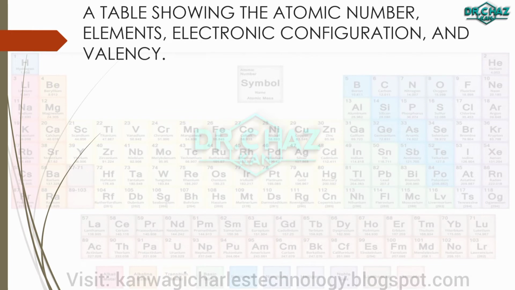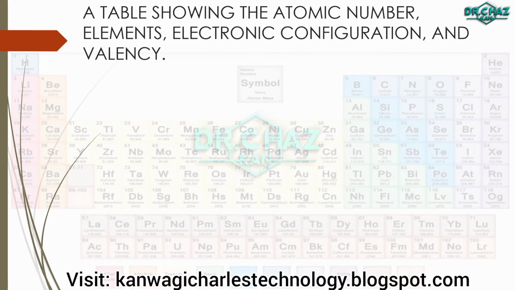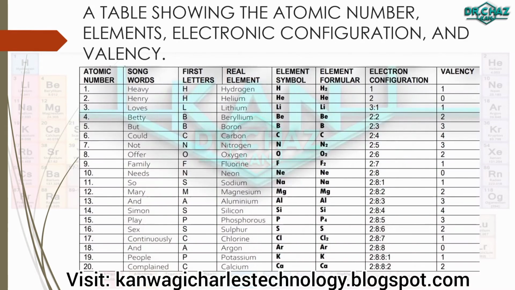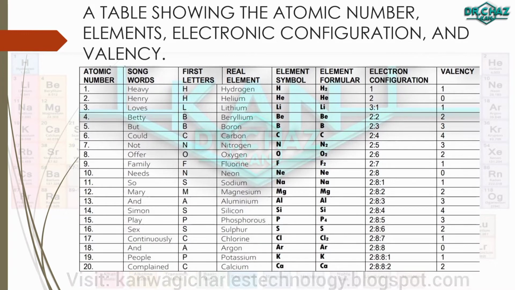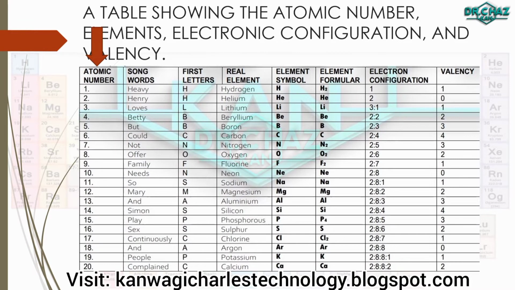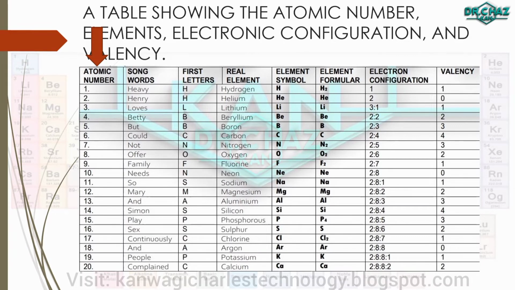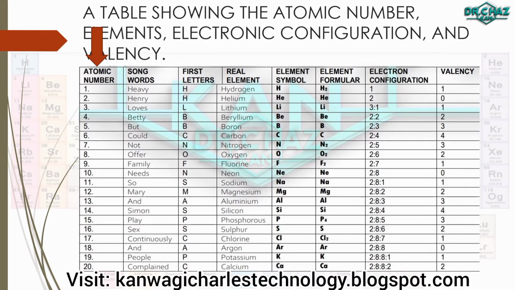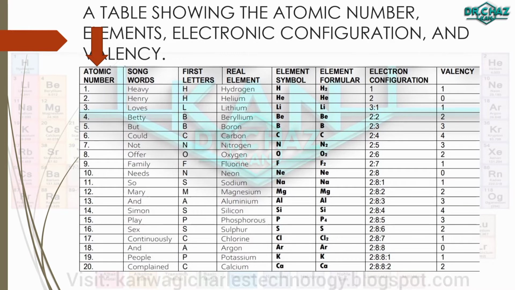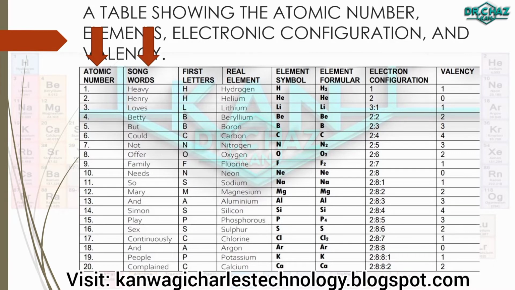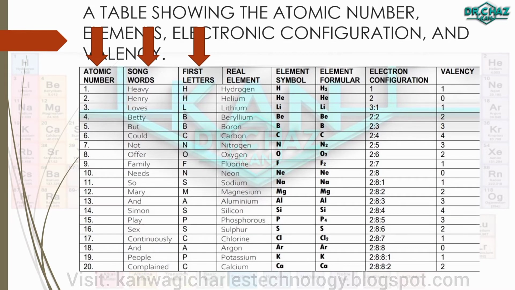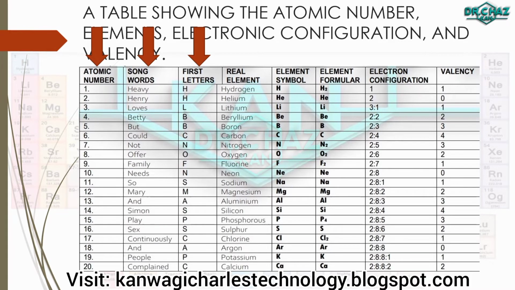So this table there has the atomic number. Atomic numbers range from 1 to infinity. Okay, there are these very normal numbers like 1, 2, 3, 4, 5, 6, 7, 8. They show the number of electrons or protons which an element has. So we choose our first letters from our song words, Heavy Henry Loves Betty. So from H of heavy, you get that H, up to C of complained, you choose C to represent calcium, the real elements.